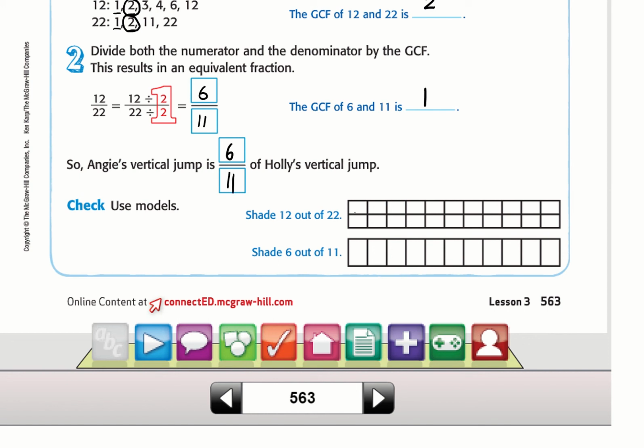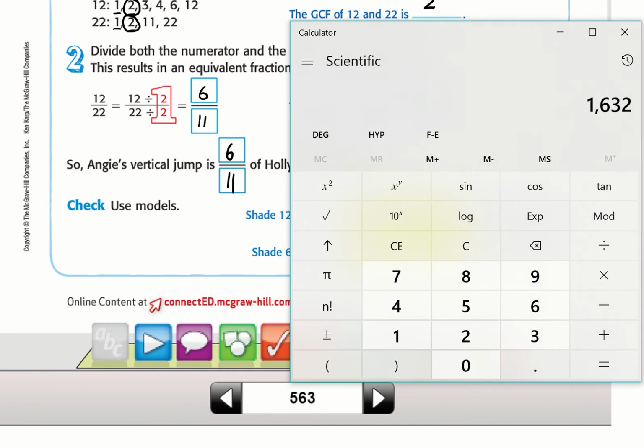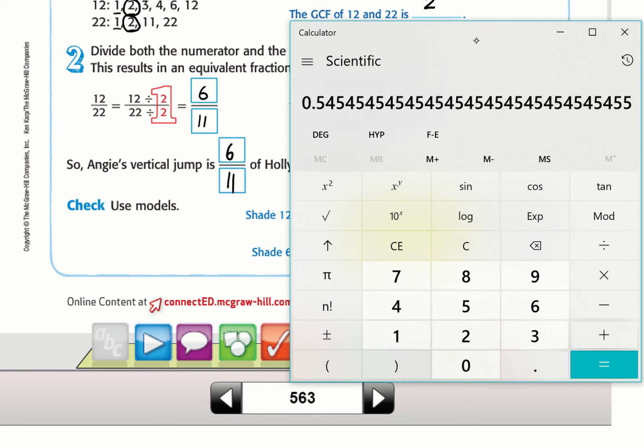If I shade 12 of these, and then I shade 6 of these, it's the same thing. Another way to check the equivalence is by dividing. So I'm going to divide 12 divided by 22, and that is 0.54 with the bar notation. Now I'm going to do 6 divided by 11. Same exact thing. Equivalent.